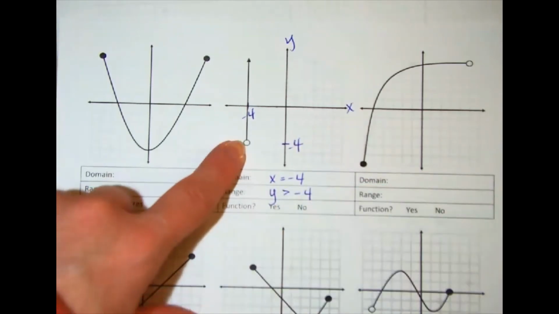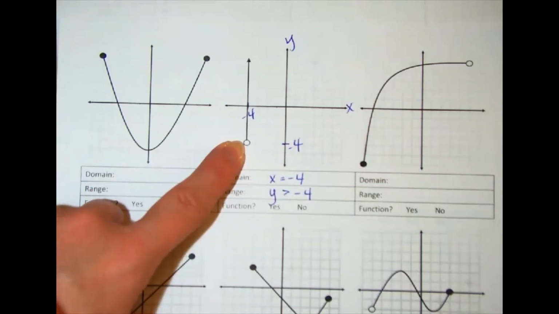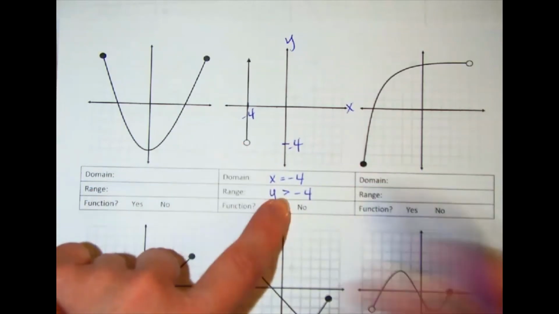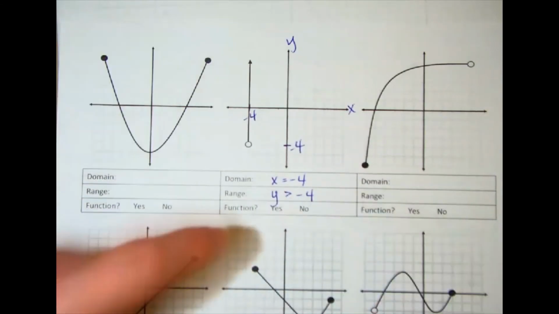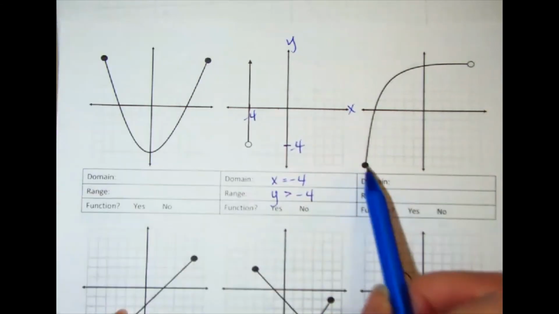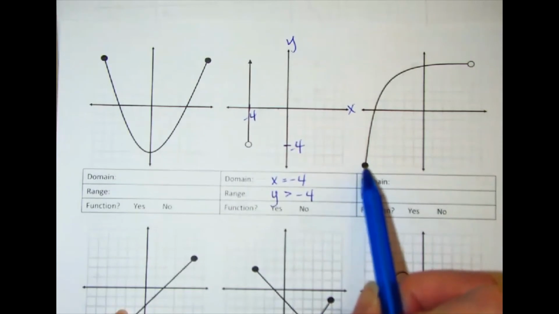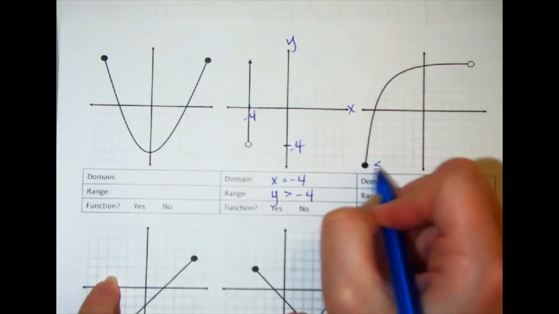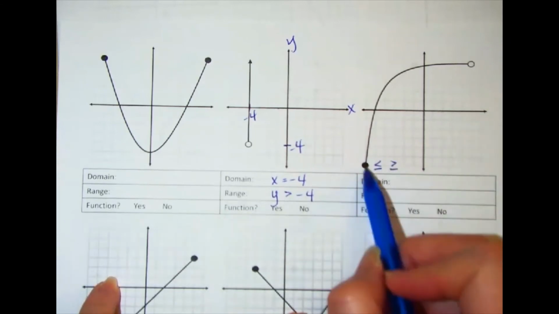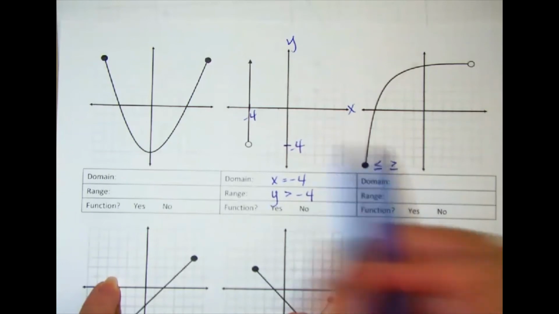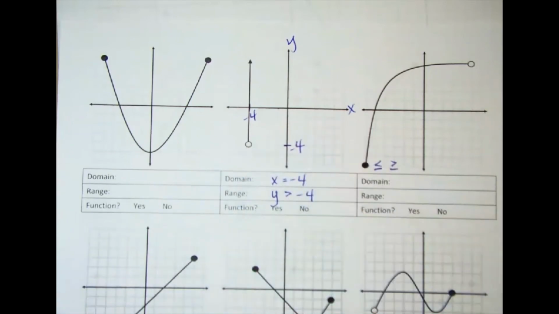And notice this is an open circle. Open circles do not have the underline. If you needed extra ink to color in your closed circle, then you also need the extra ink to use a less than or equal to or a greater than or equal to. So if it's filled in, it gets the line. If it's not filled in, it does not get the line.